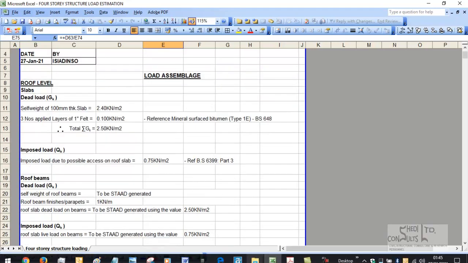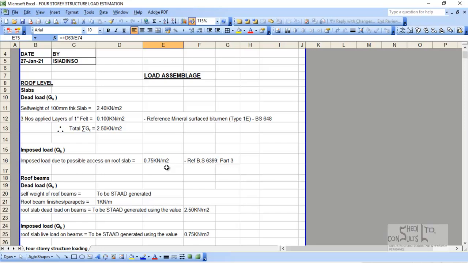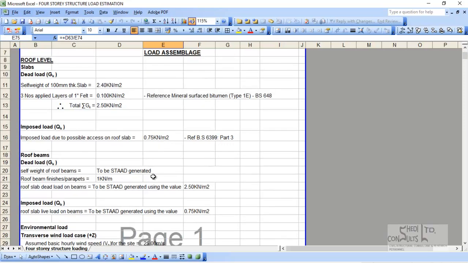Now, the guiding code of practice is the BS 8110 and then the BS 6399 part 2 for wind load calculation. The wind load calculation is going to be done in compliance with BS 6399 part 2, right? And then BS 6399 part 3 for roof loading on structures. BS 6399 part 1 is for imposed load on structures. You need to get yourself used to these codes.